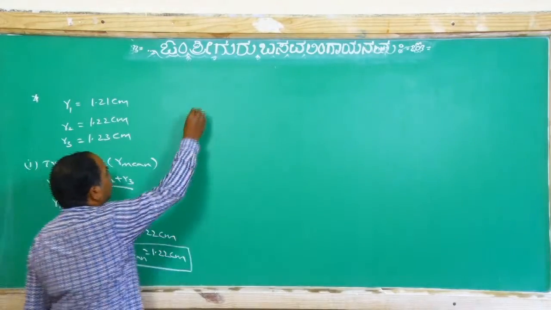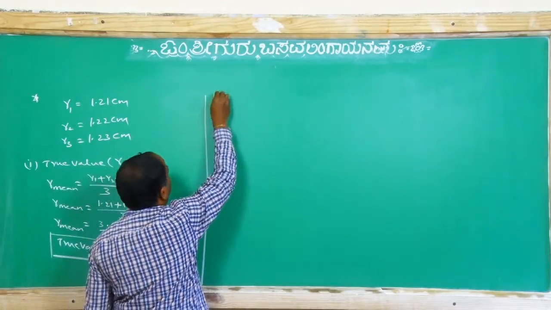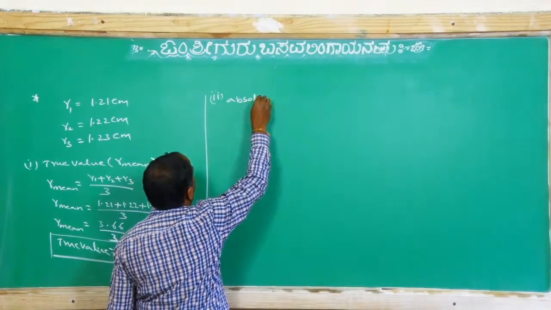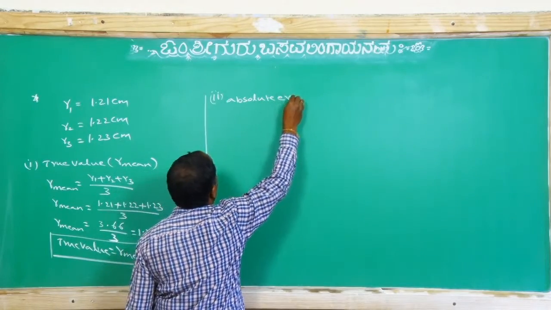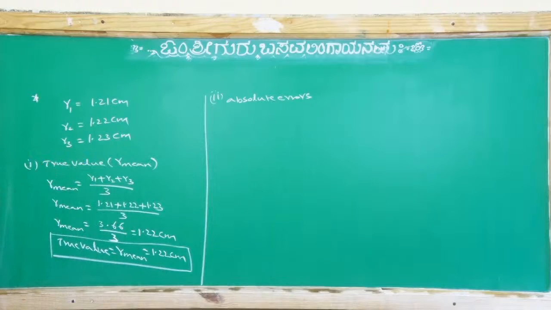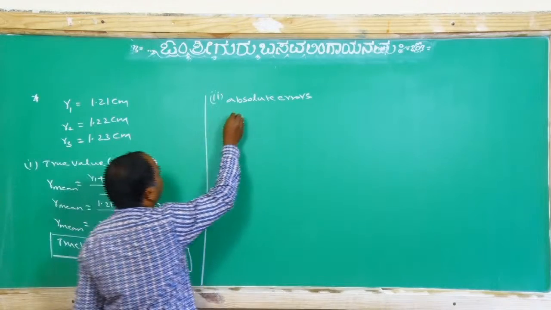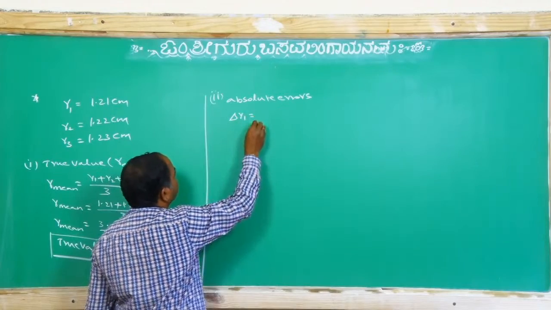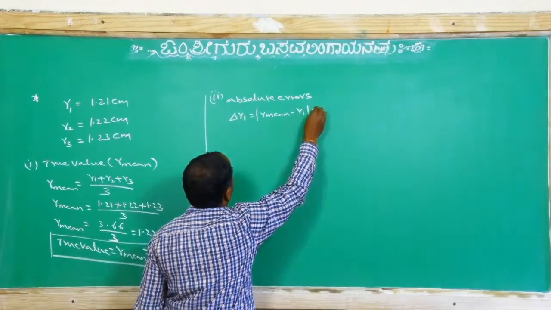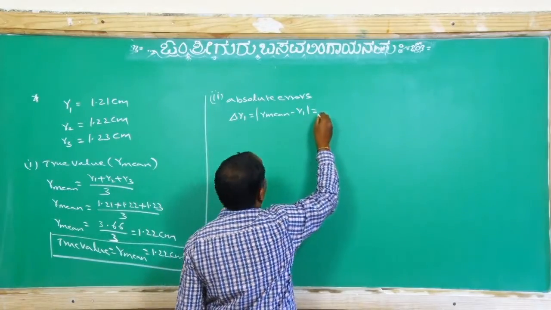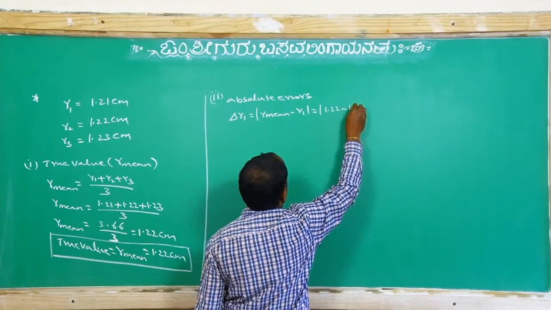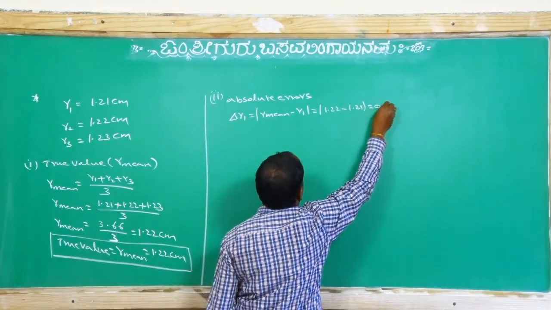Next one, second, what do we find? Absolute errors. Here, how many quantities are there? 3 quantities are there, so we should find 3 errors. First one, delta R1. Delta R1 is equal to modulus of R mean minus R1. R mean is 1.22 minus R1, 1.21. That is equal to 0.01.